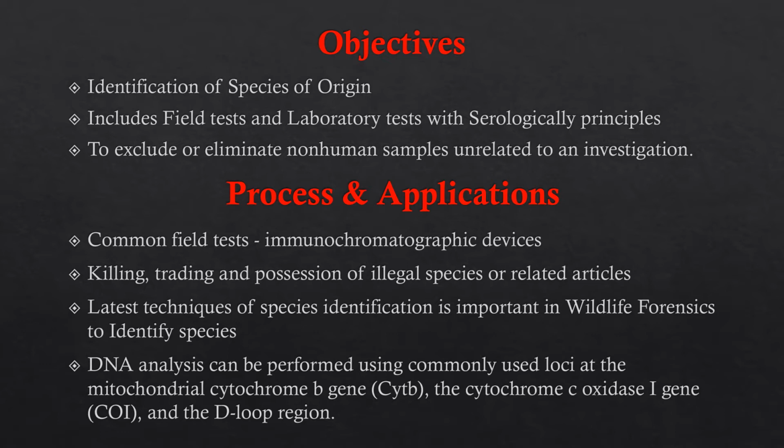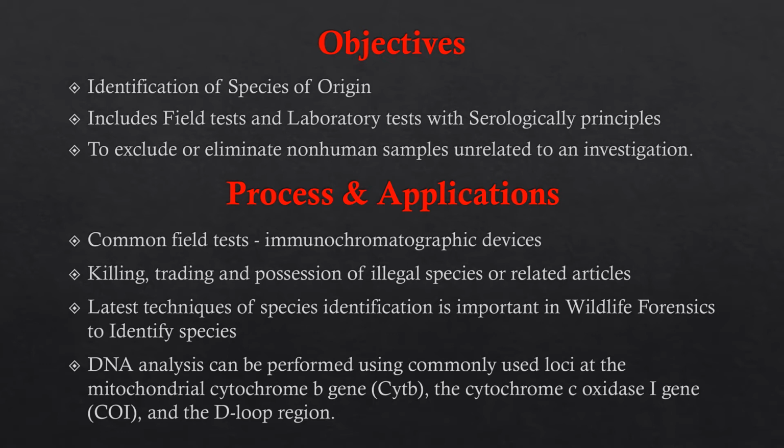So what is the process and what are the general applications? Common field tests include immunochromatographic devices. These are small devices in which we introduce the sample, and the color change in the test zone and the color change in the control zone give us the results. Applications can be seen in killing, trading, or possession of illegal species or related articles. This is only the presumptive test that we are going to discuss in this video.